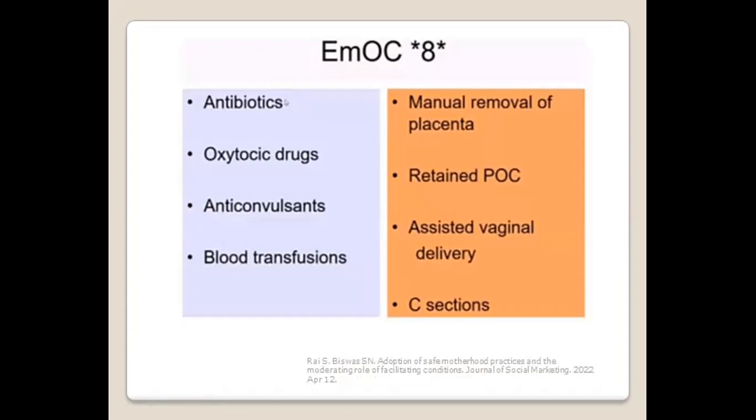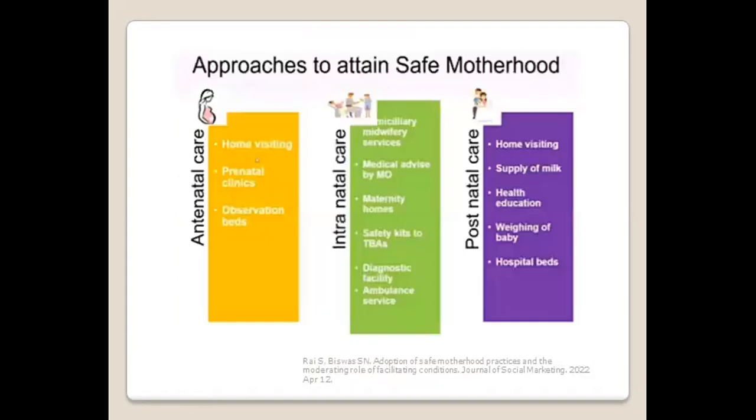These are the essential medical obstetric care, which include eight components. Six are the basic, and two are the comprehensive. I already mentioned they include antibiotics, oxytocin drugs, anticonvulsants, blood transfusion, manual removal of placenta, retained products of conception, assisted vaginal delivery, or C-section.